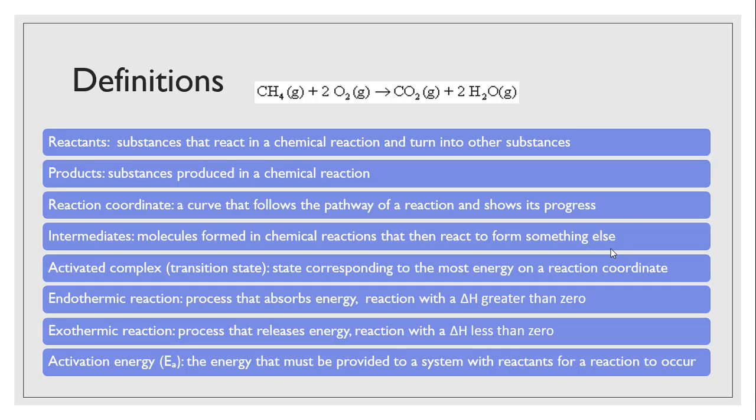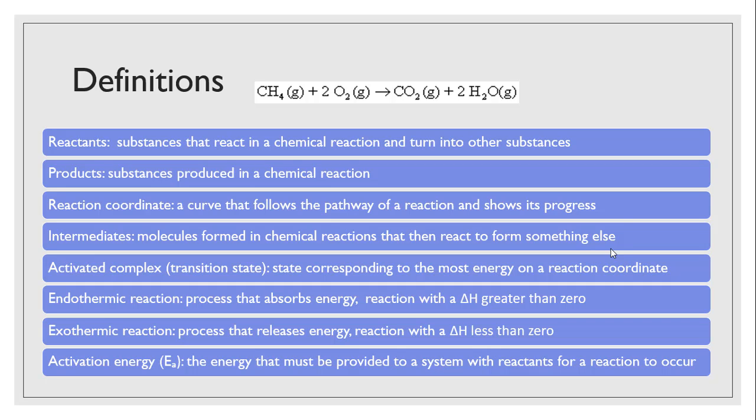Intermediates are molecules that are formed in a step of a reaction and then are consumed in another step of the reaction. Intermediates don't show up in an overall reaction, so they'll be in the middle, but they're not reactants or products.